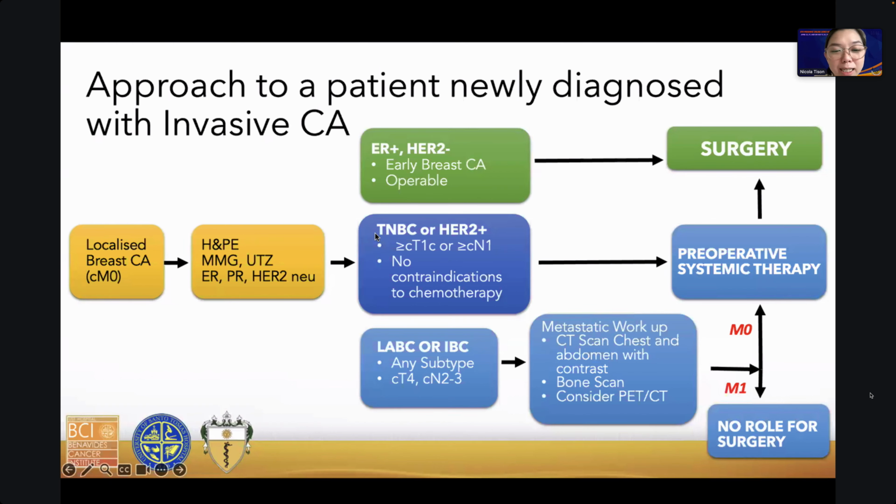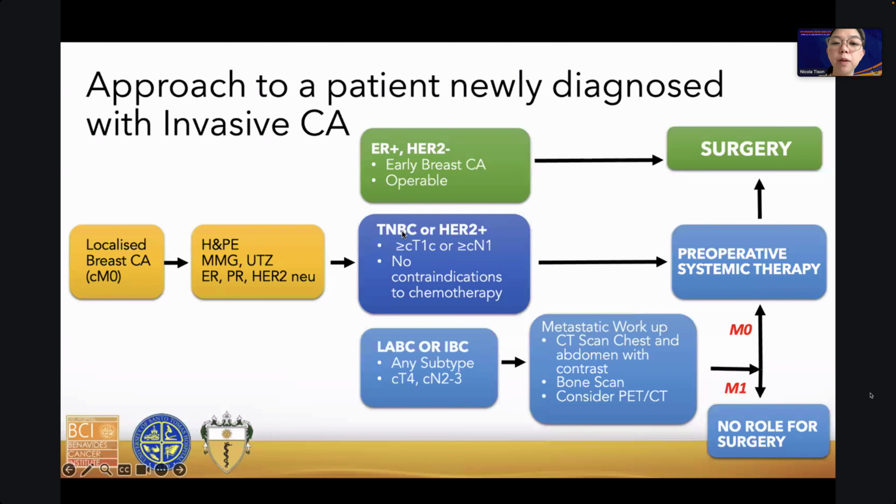Now, very important is this center. Kaya sa gitna ko siya linagay. Because this is something that is still not very widely practiced. But you guys as residents have to know that this is already standard of care. And this is how you should be managing your breast cancer patients.